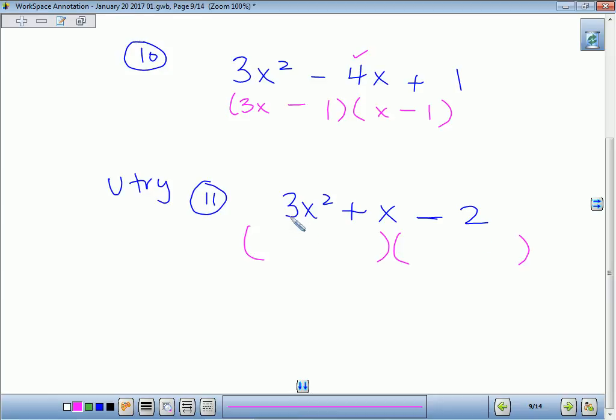Okay, so 3 and 1. Now, on this one we have to be a little more thoughtful because we know 2 is 1 and 2, but it's a negative 2, which means one of them needs to be positive and the other one needs to be negative. And we have to play a little bit. If I put the 2 here and the 1 there, that would give me a 3 and a 2. Would a 3 and a 2 make a 1? It will if this is a negative 2 and a positive 3. So that's 3 minus 2 is 1.